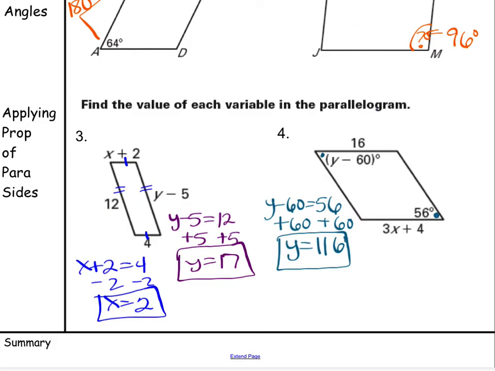And then the other thing here is the side. And these are opposite sides, so they are congruent. So you can say that 3x plus 4 equals 16. Subtract 4. 3x will equal 12. Divide by 3 to get x alone. And x is 4. So there's that side, or that x value. All right, so this is just solving for some angles and some side measurements, knowing our properties of parallelograms.